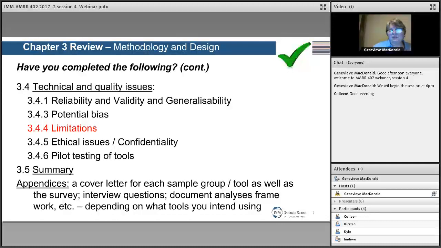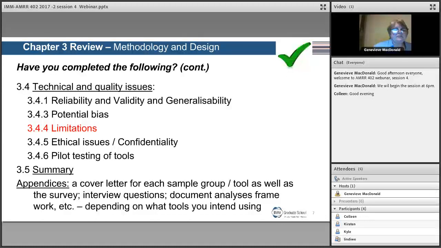Ethical issues and confidentiality. Did you take into consideration the ethical issues for your particular research? Have you drawn up a cover letter for the participants where you actually assure them that their responses will be kept confidential, etc.?